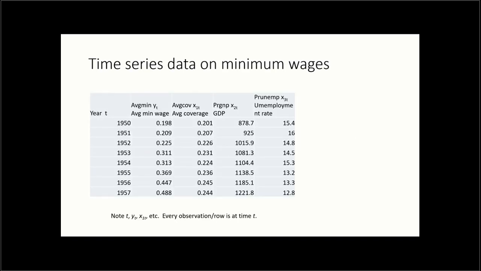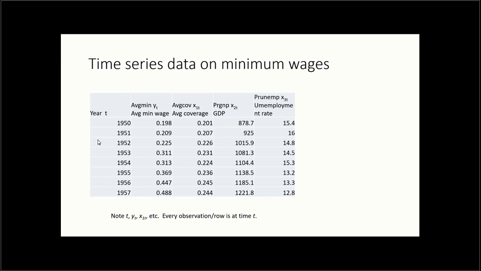So here is an example on time series data, and this is of minimum wages. So here we would have year T, and here are the several years that we have in the data. Our dependent variable YT would be the average minimum wage, and then we have average coverage, GDP, and unemployment rate as, say, independent variables. So notice here that the I dimension that we had before is replaced by T because the data is not for people. So the rows here are not people like it was before, but are years.